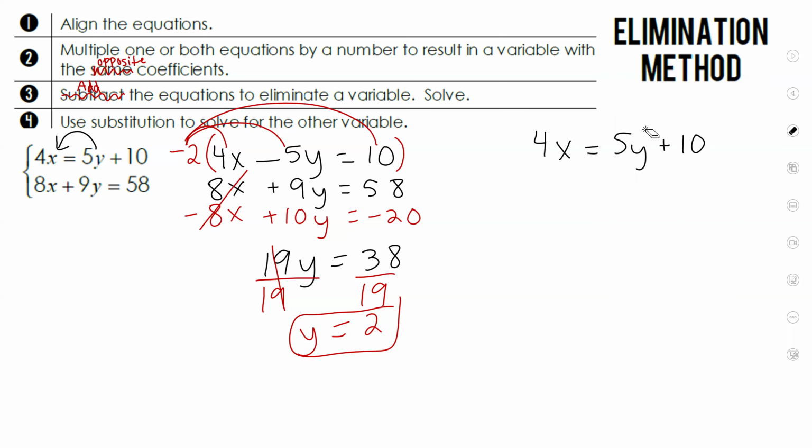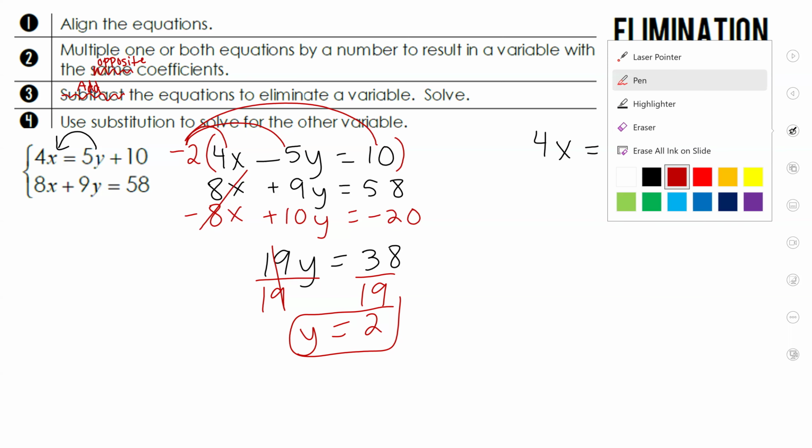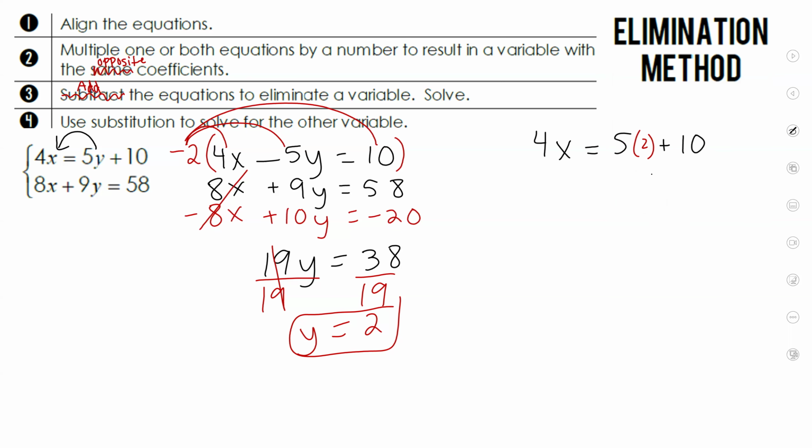I'm going to put in a 2 for that y value, and then solve for x. So we'll get 4x equals 5 times 2, which is 10, plus 10 is 20. And then you divide both sides by 4. So you get x is 5.